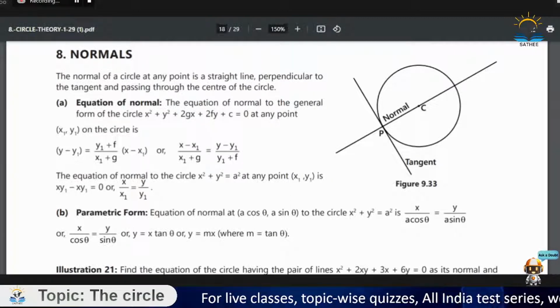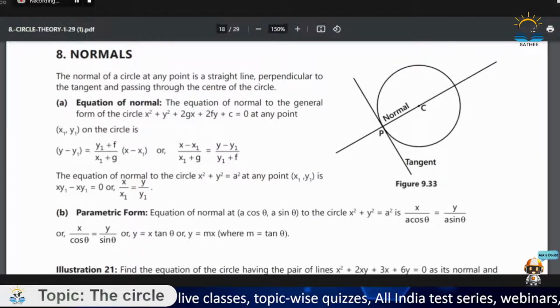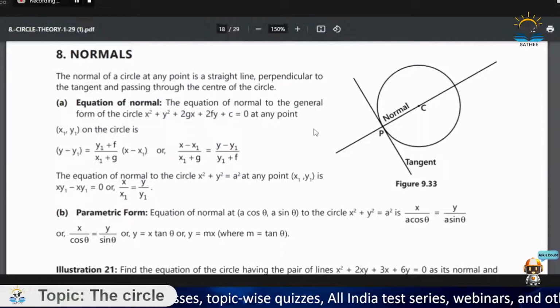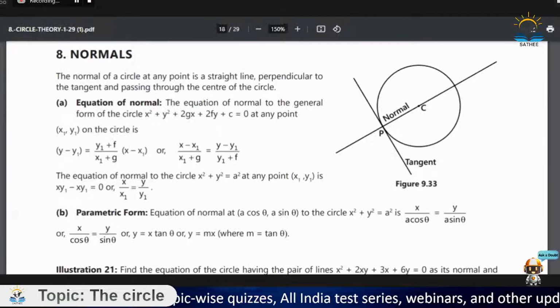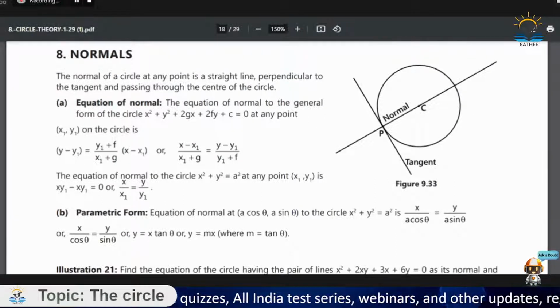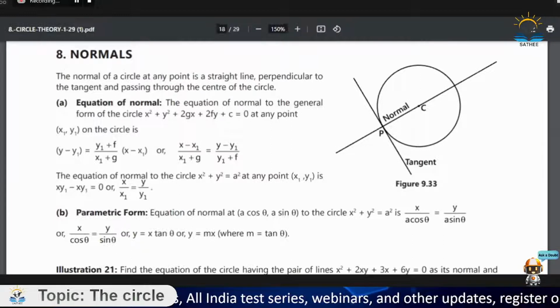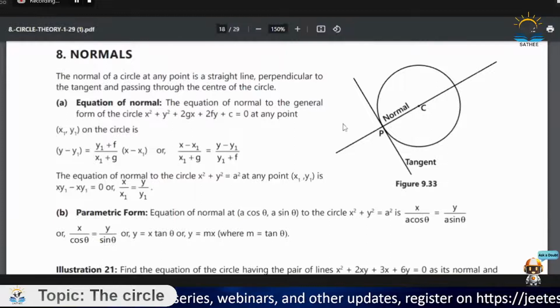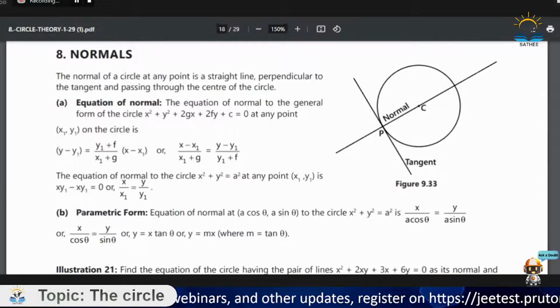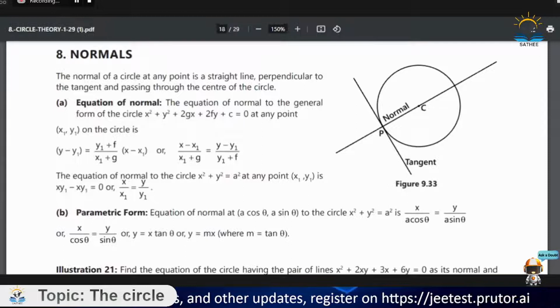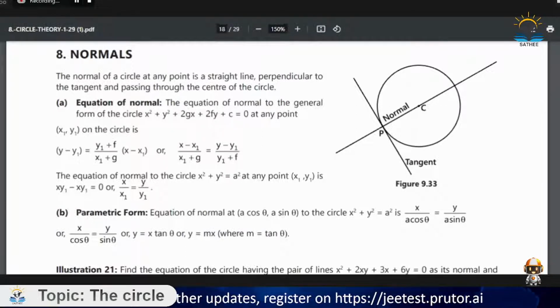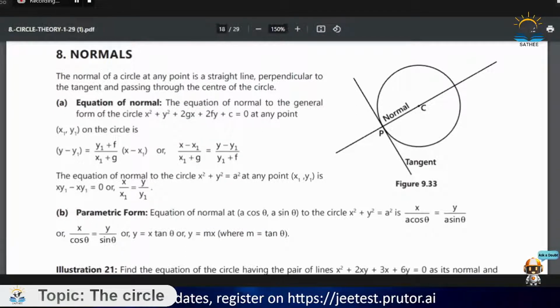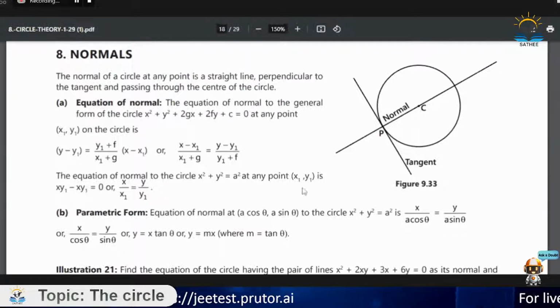Now let us see what a normal is. The normal of a circle at any point is a straight line perpendicular to the tangent and passing through the center of the circle. Suppose the point is given to us, then the question becomes very easy because we know the point from which the line is passing and we know the center. So we directly take out its slope and then we are able to write the equation of the line.